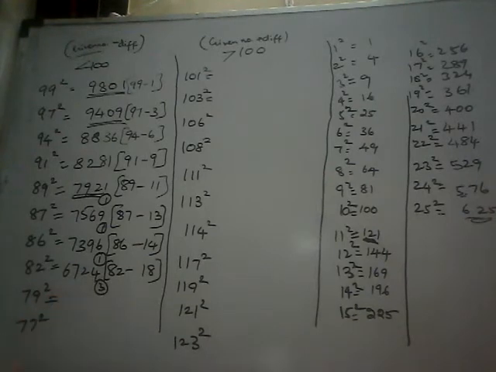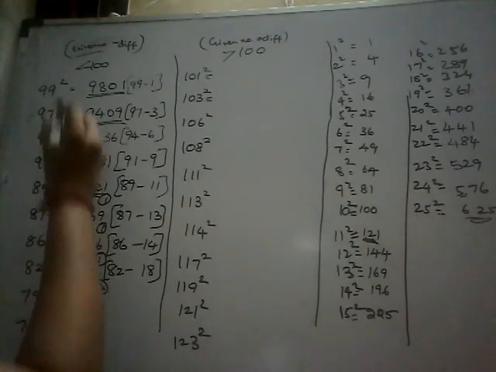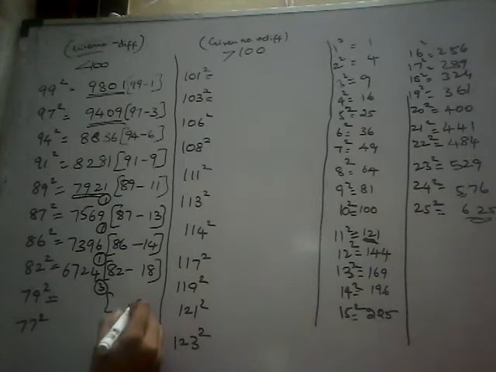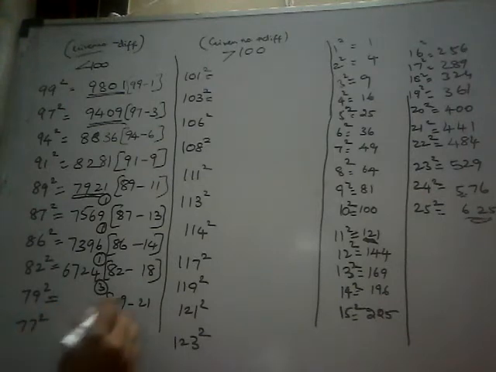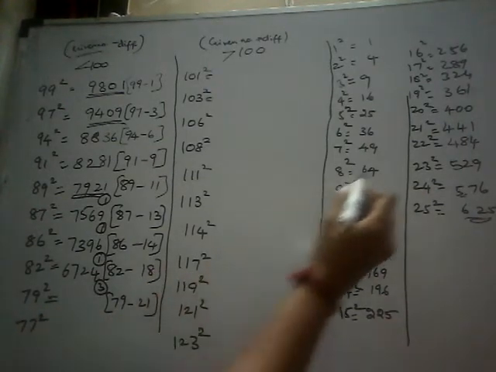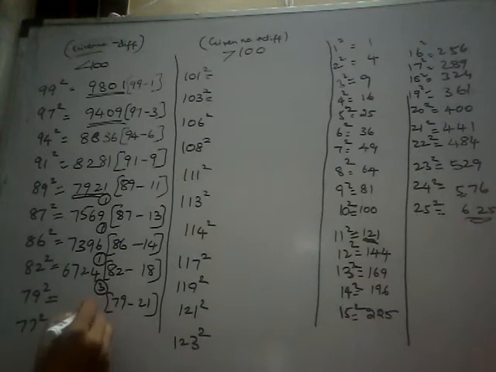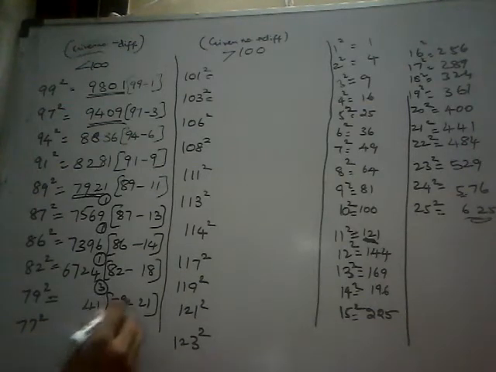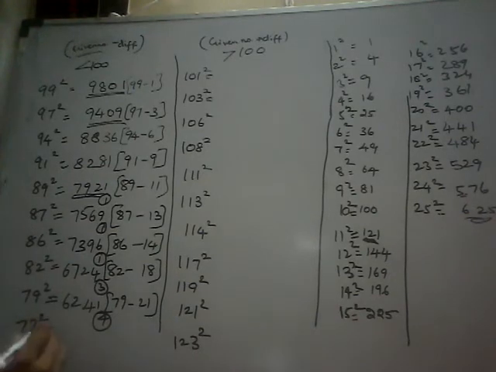Okay, what is 79 square? How much is the difference from 100? 21. Okay, 21, subtract from 79 and write the first 2 digits. Now 21 square, what is the square of 21? 441. Write 41 here and 4 in the carryover. Now what is 79 minus 21? 58. 58 plus 4 is 62. 6241. Okay, what is 77 square?